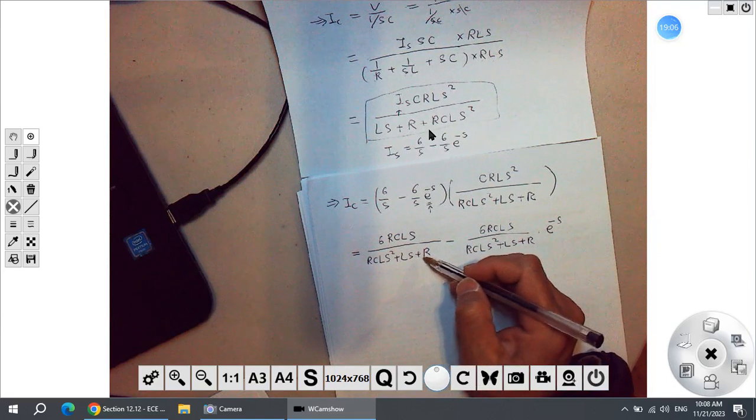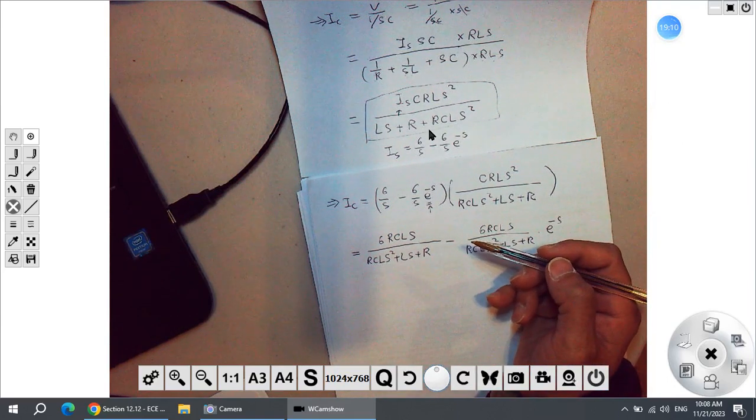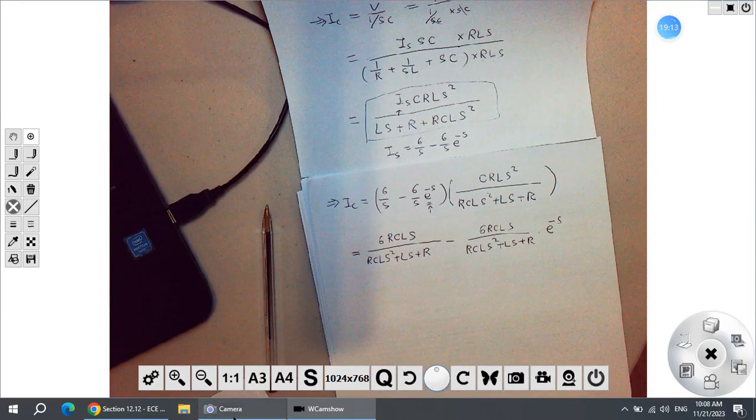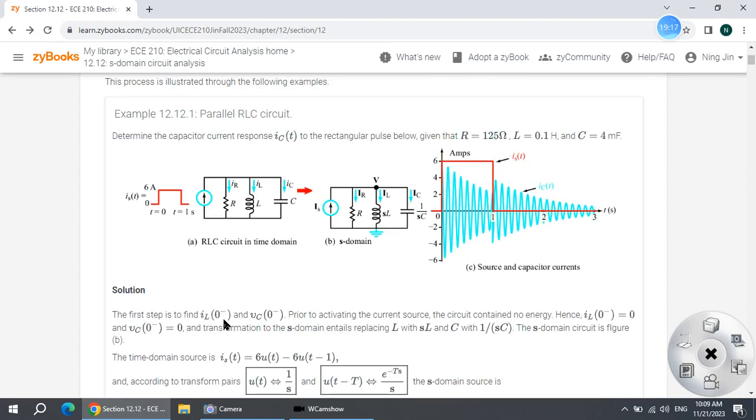And now you can use the formula. You can also plug in the values. I prefer plugging in the values, maybe simpler. Go to here. What are the values here? R is here. R equal to 125 ohm. L is 0.1 Henry, and C is 4 millifarad. Okay.